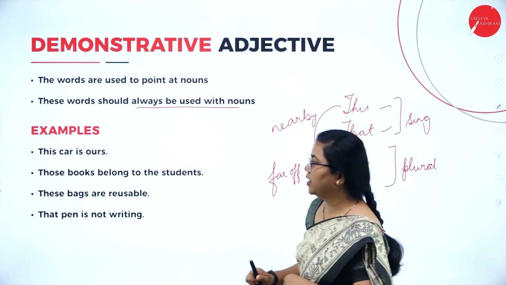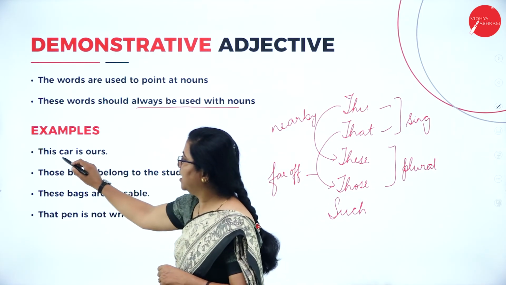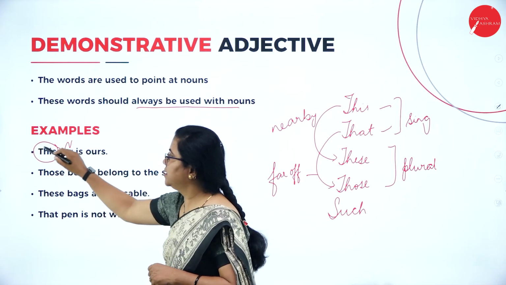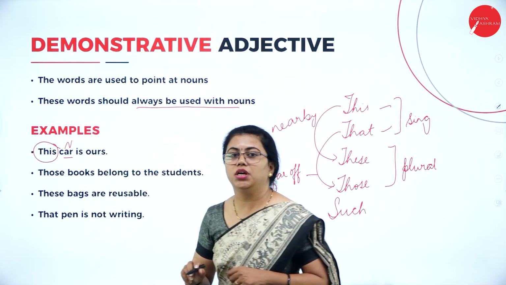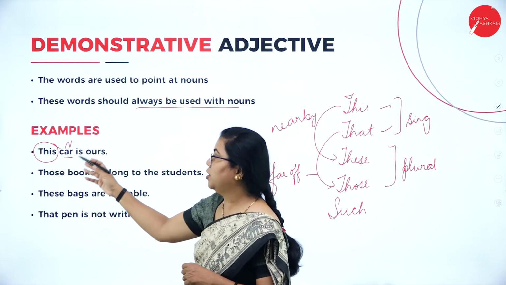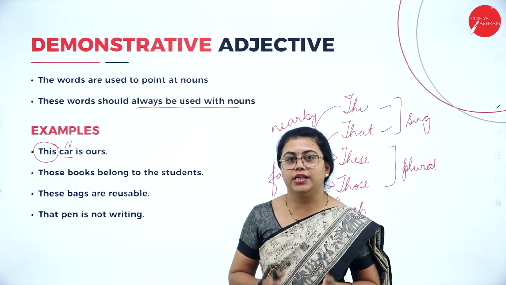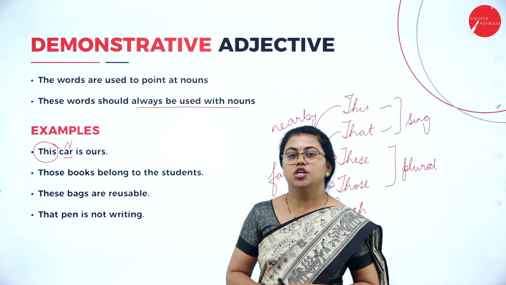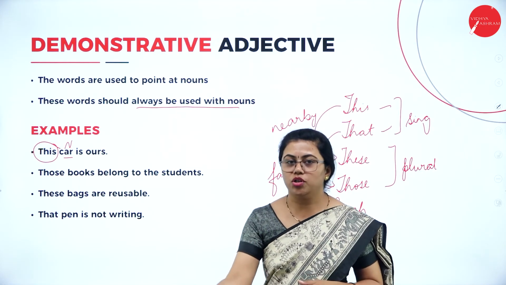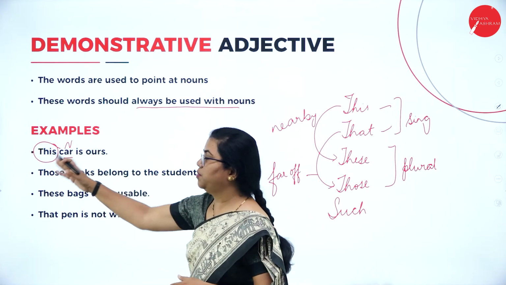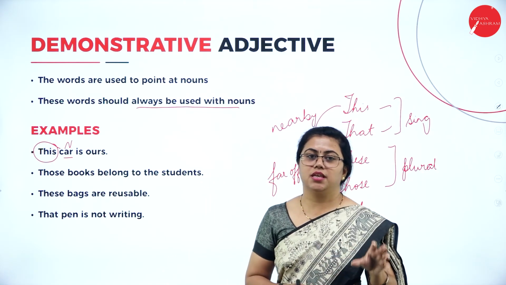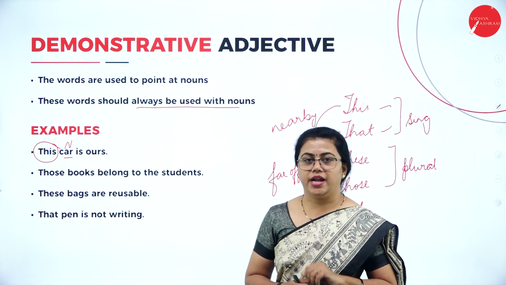So let me just give you a few examples here. This car is ours. Car is a noun and this you are using just before the noun. So this you are using to demonstrate. You are showing that car. This car is ours. So you are demonstrating something and you are using it just before the noun. Hence this becomes a demonstrative adjective.